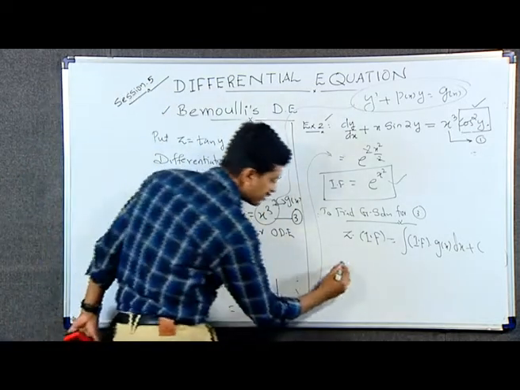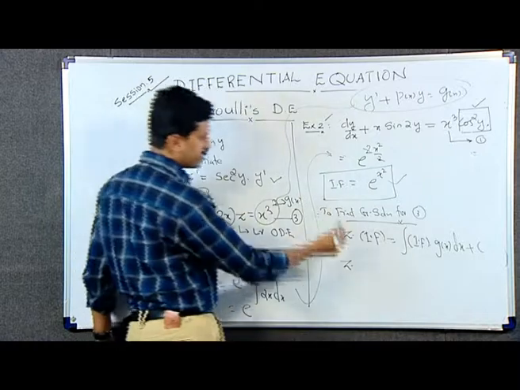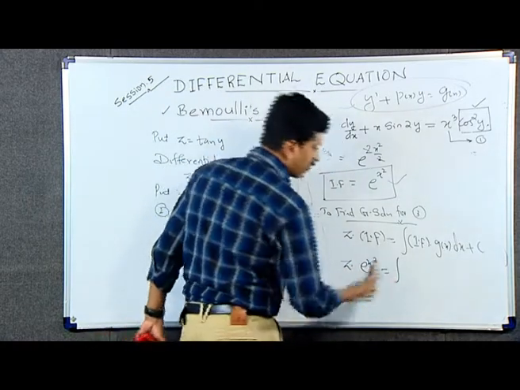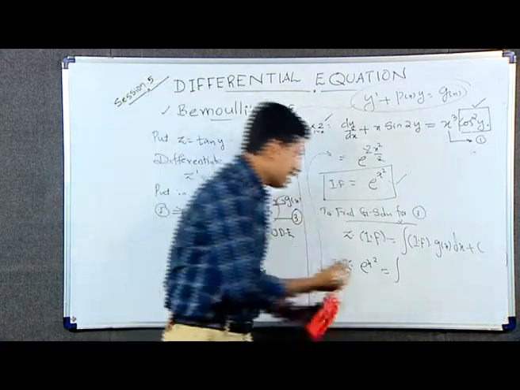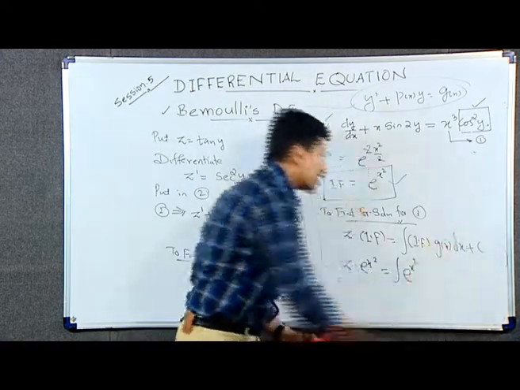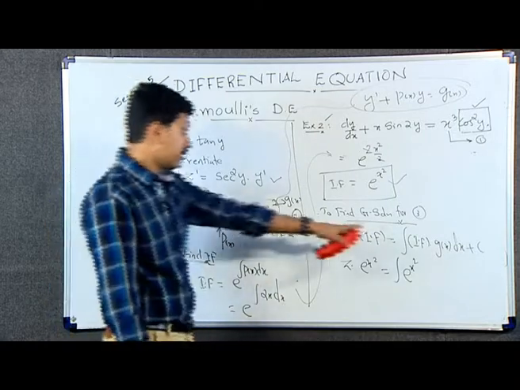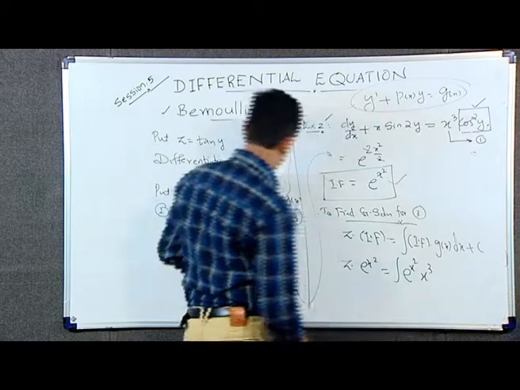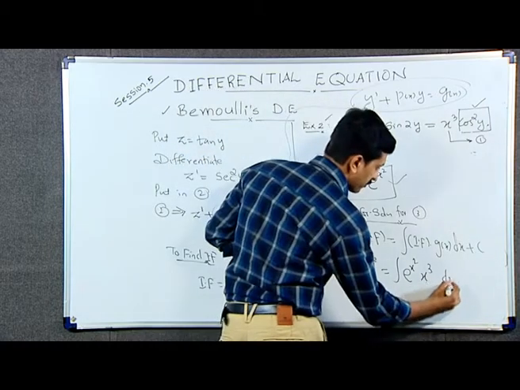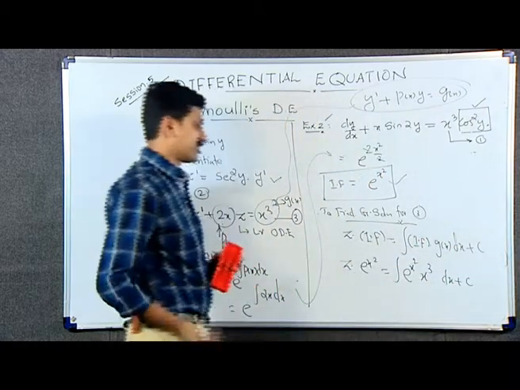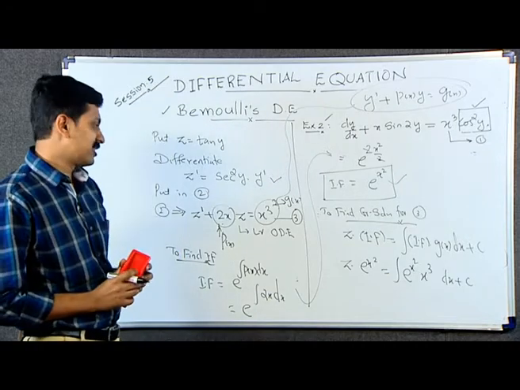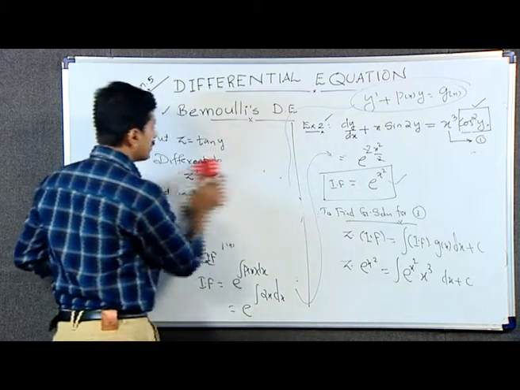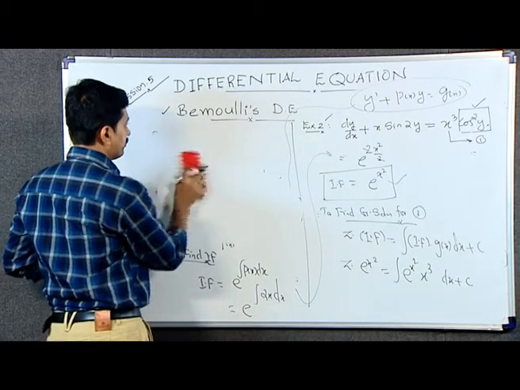So, we have z into integrating factor, e raised to x square, is equal to integral of integrating factor, again e raised to x square. What about g of x? g of x is x cube, dx plus c. While solving this one, we will get the general solution for 3.